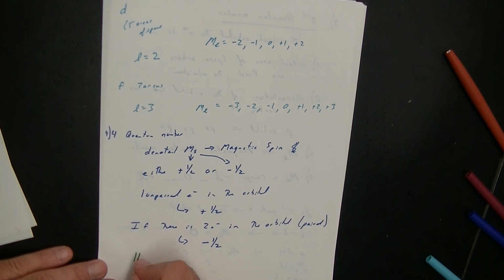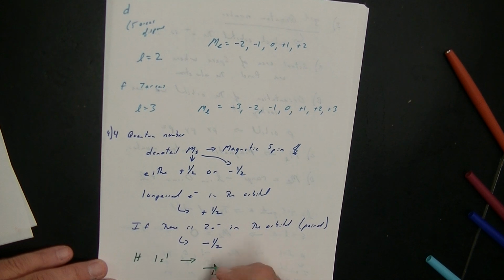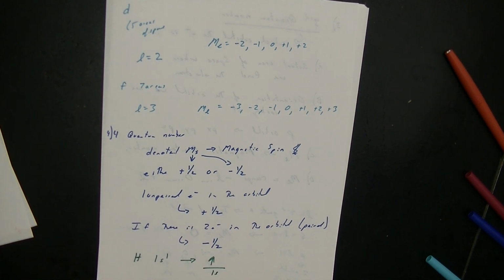If we have hydrogen, its electron configuration is 1s1. It has 1 electron in this outer orbital.